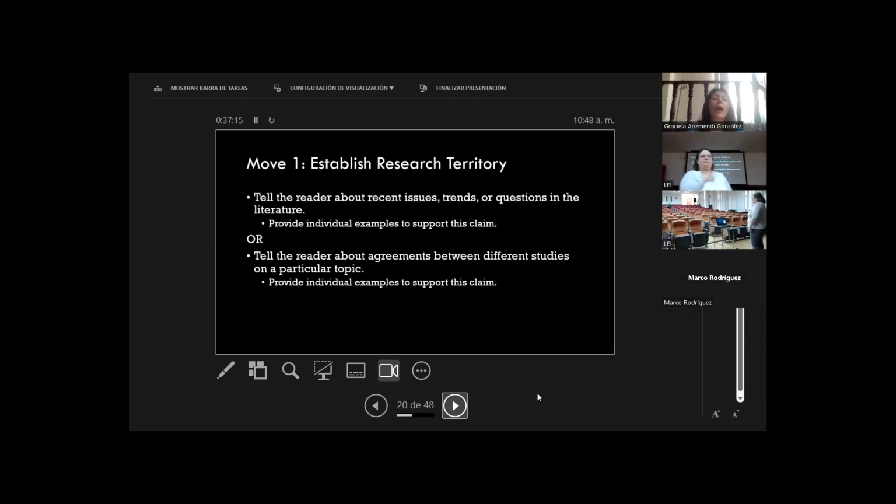All right, so these studies agree on this thing, and you provide individual examples to support this claim. I have a question about this established research territory. This is like the context, right? Or is it different? It's context, but in a different way.